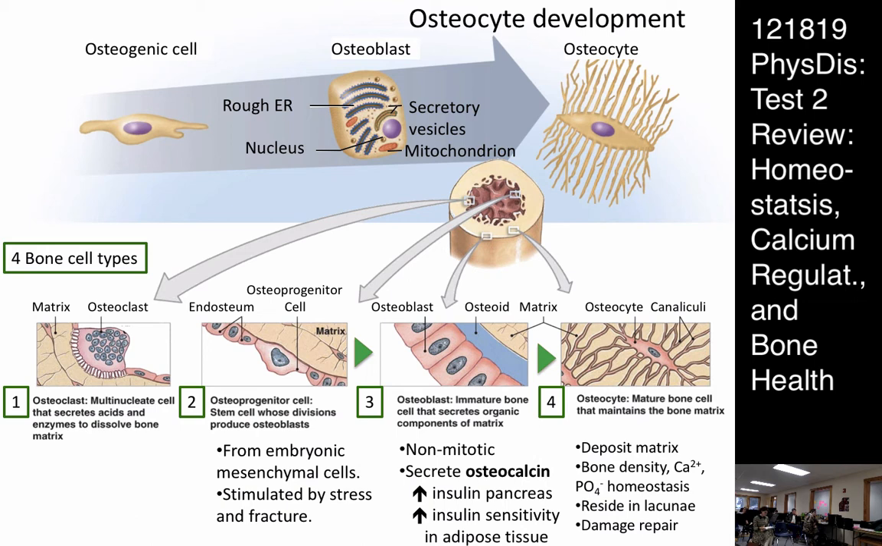Osteocytes are going to calcify the osteoid that had been laid down. That organic matrix that the osteoblasts built, the osteocytes calcify that with hydroxyapatite. Any other questions?